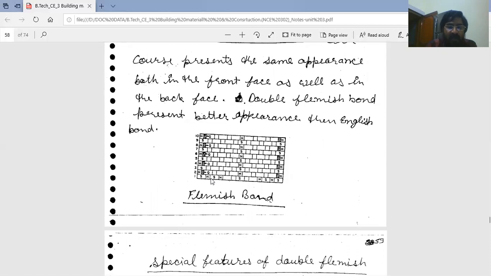In Flemish bond, every course consists of stretcher and header. In the first course, stretcher, header, and in the second course above, header, stretcher. By the rules, the queen closure is placed after the first header or corner header.